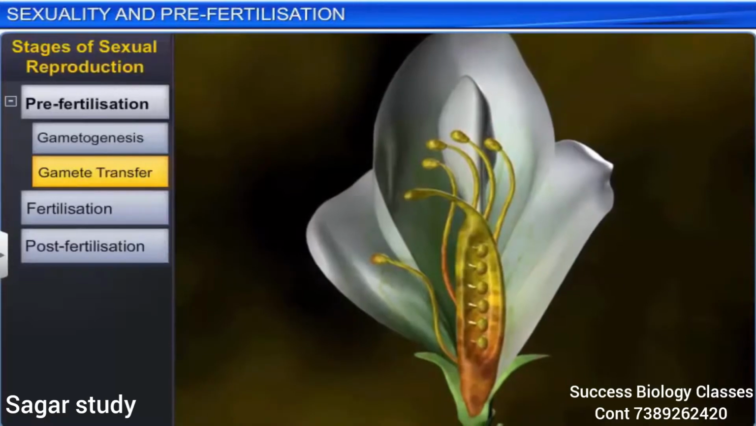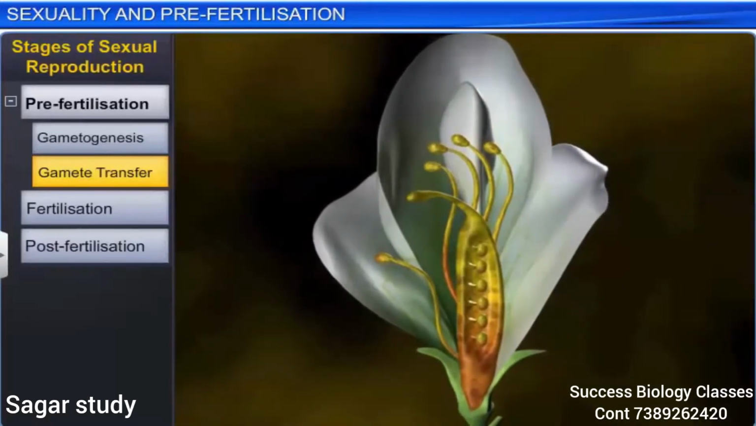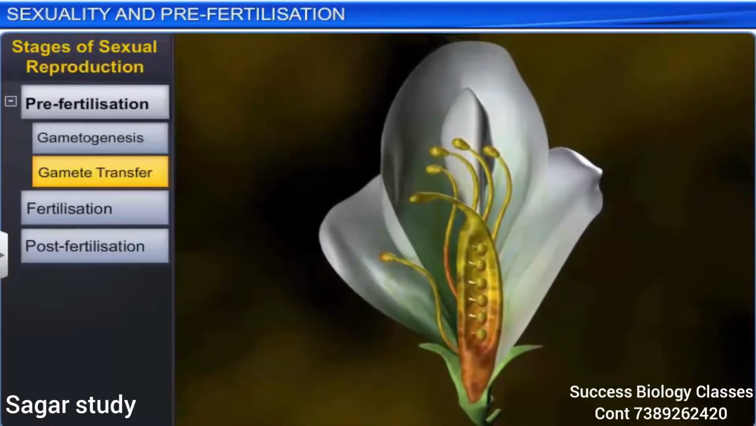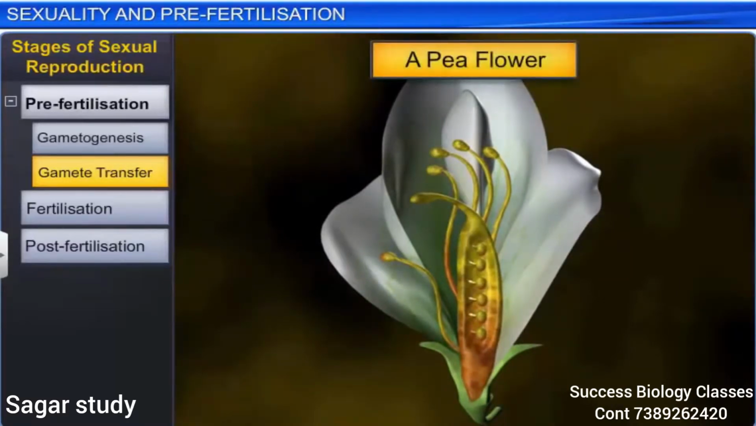This deposition occurs in different ways in different plants. In the case of monoecious plants, such as the pea plant, the anther sheds the pollen grains soon after they have matured, which then fall on the stigma.